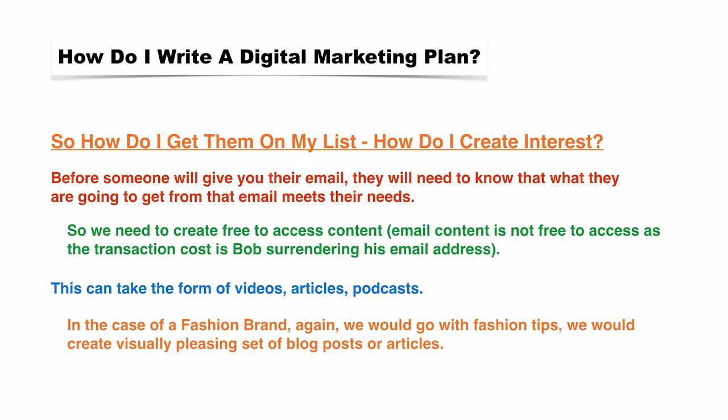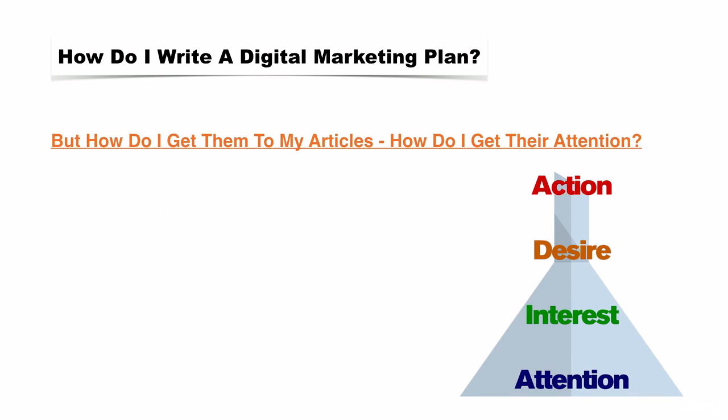So at this stage, we're working on their interest. So we're going to do some videos, we're going to do some blogs, some articles, and every time we're going to ask them to sign up to our email list. But how do I get them to my articles? How do I get their attention in the first place? I need to go from attention to interest, desire, action.